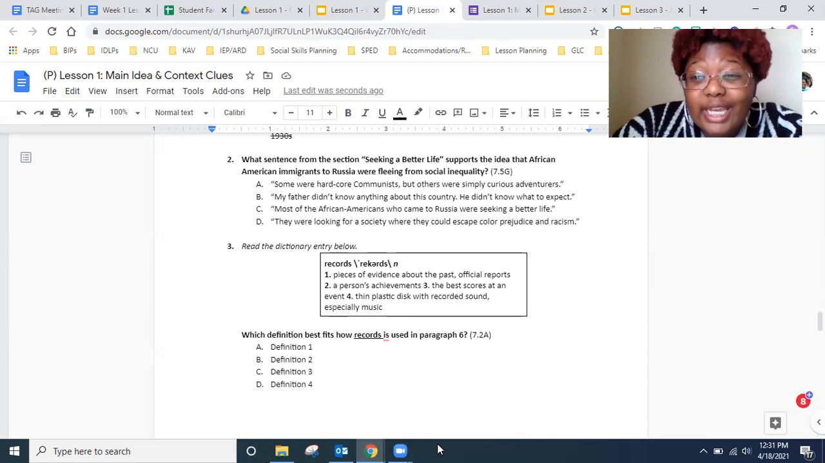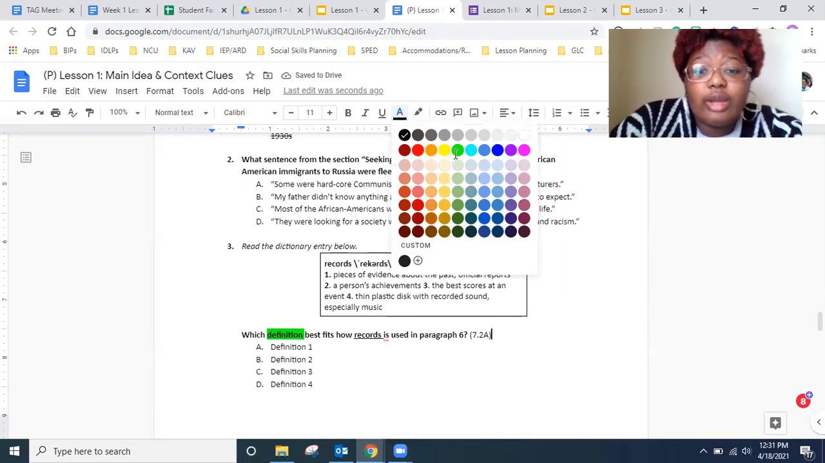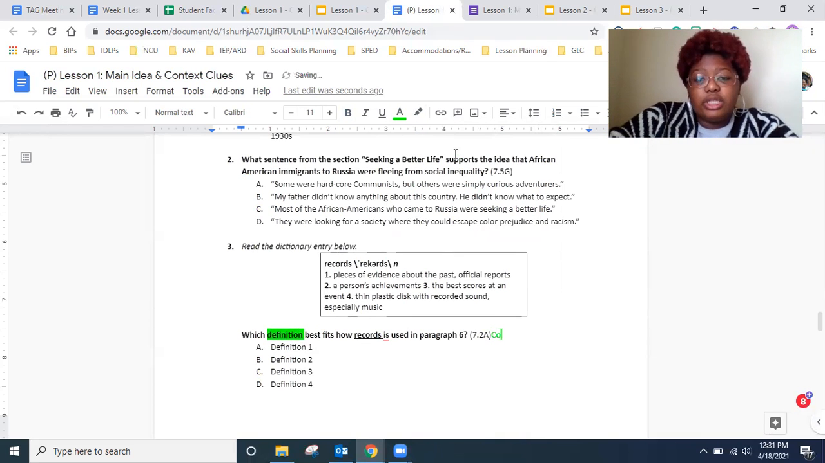So right now I am analyzing my question. I know we're focused on the definition, so I'm going to highlight that. Definition is the same thing as using context clues. So I'm going to write next to it, I'm going to pay attention to my context clues.